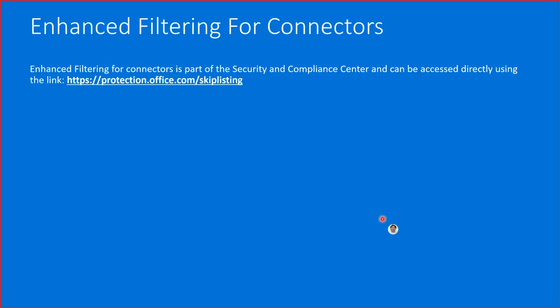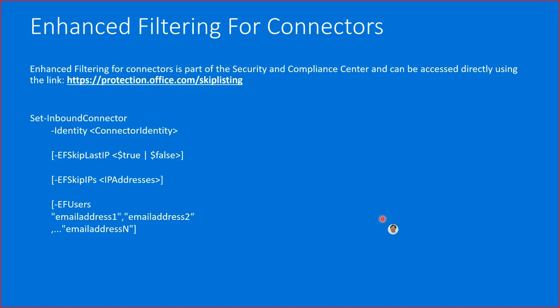So enhanced filtering for connectors is part of the Security and Compliance Center, and we can access it directly using the link which is on the slide. We can also control this feature using the Set-InboundConnector command and using the specific parameters like EFSkipLastIP, EFSkipIPs, and EFUsers.